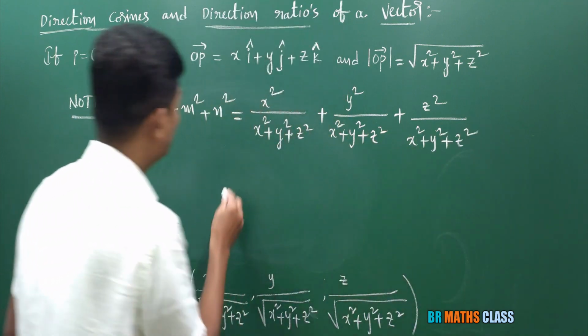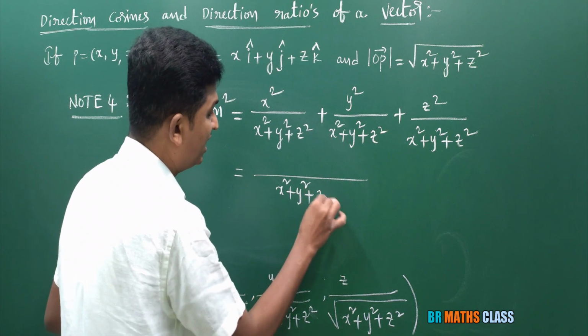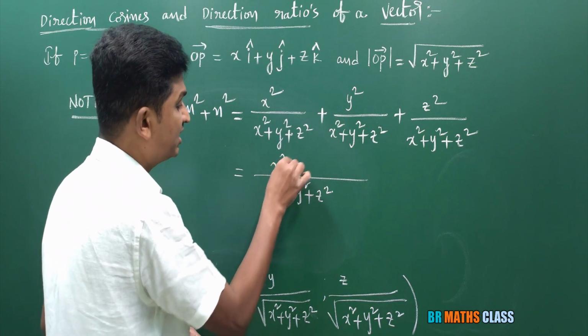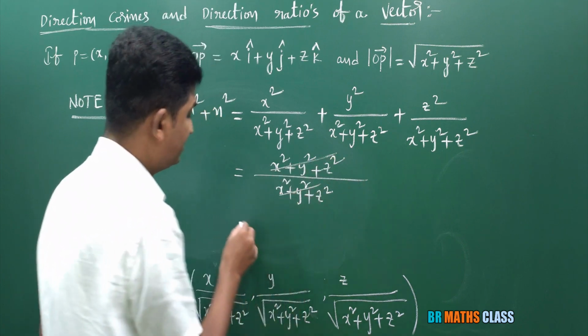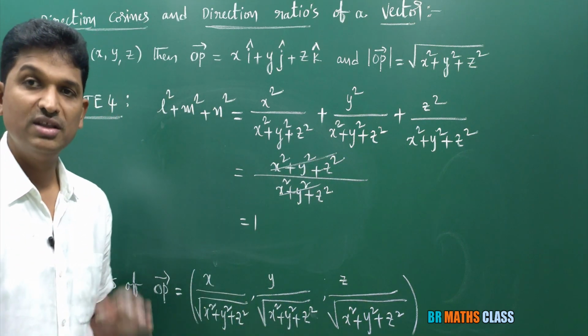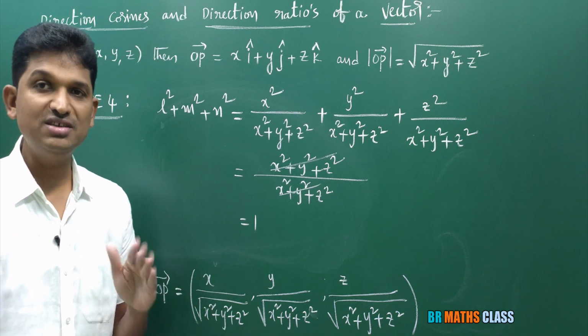You observe the LCM. What is the LCM here? The LCM is x square plus y square plus z square. So in the numerator, what will you get? In the numerator you will get x square plus y square plus z square. Both will get cancelled, and you will get 1. So this is the fourth note point: L square plus M square plus N square value is 1.